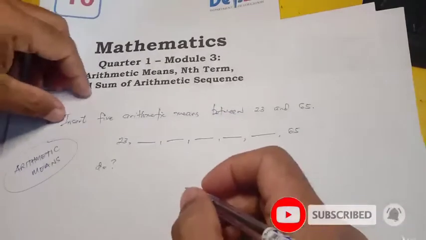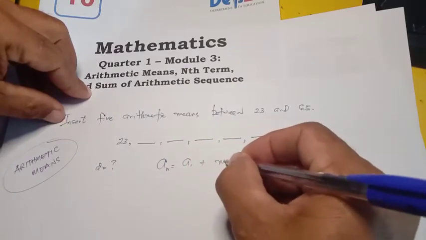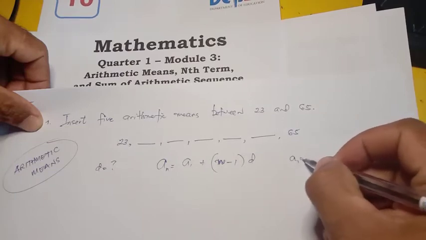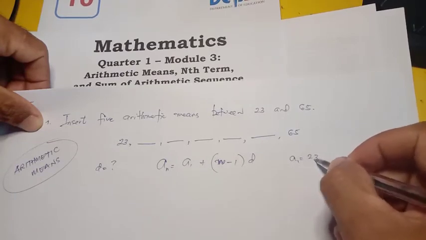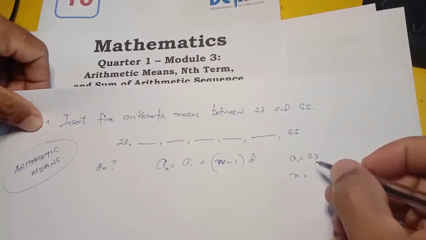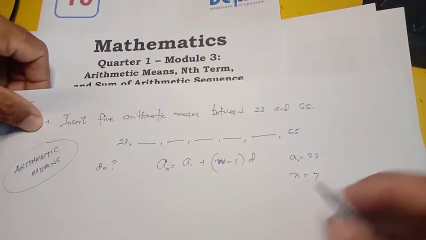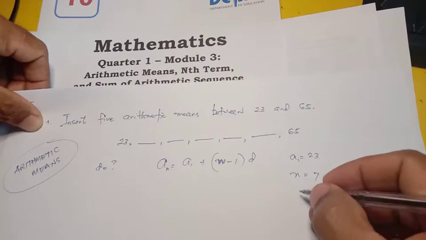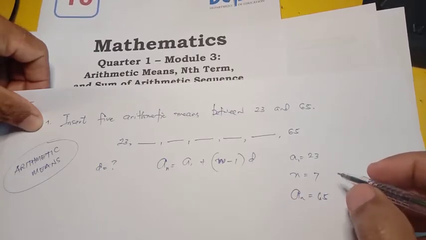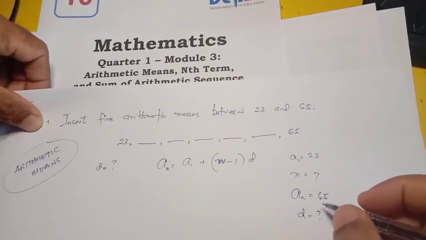So, using the formula for arithmetic sequence, from the information we have the first term, which is 23. We have n. There are 7 terms: 1, 2, 3, 4, 5, 6, 7. Then we have the last term, which is 65. Ang wala lang natin is yung common difference. Hahanapin natin yung common difference.